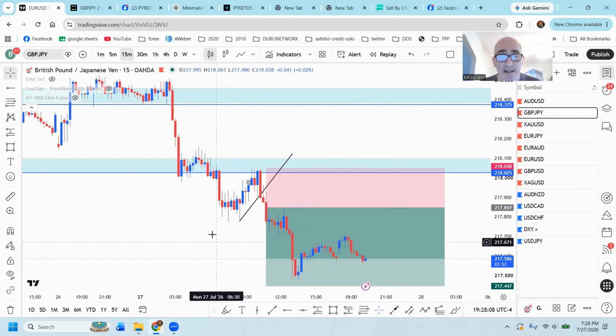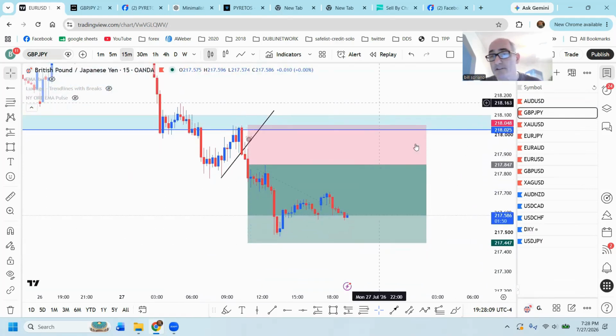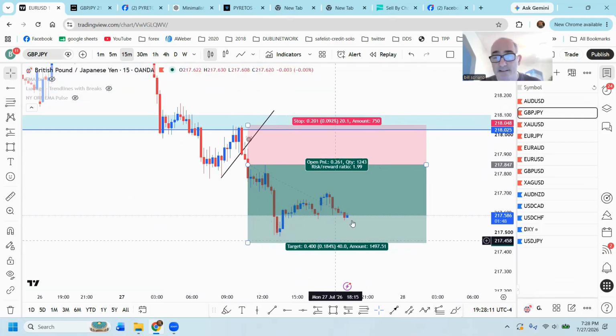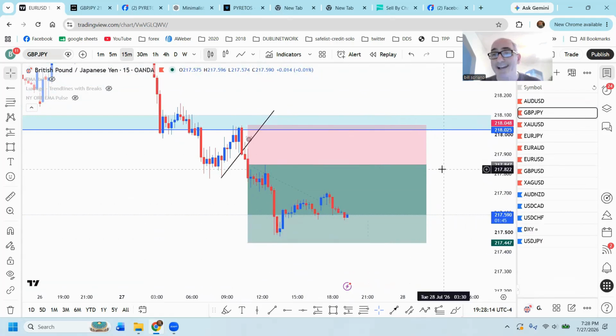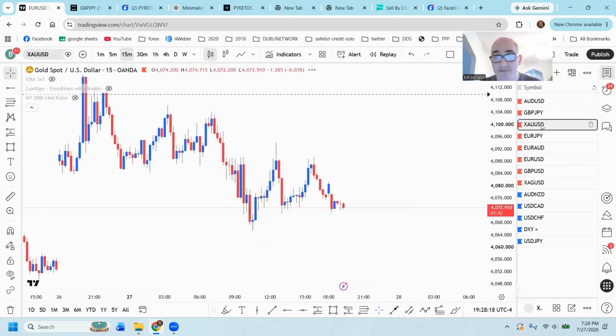GBP JPY, here's our activation here, confirmed with the scanner. Price is still moving down toward our target. Again, I got out of all 4 of these trades prior to the end of day.